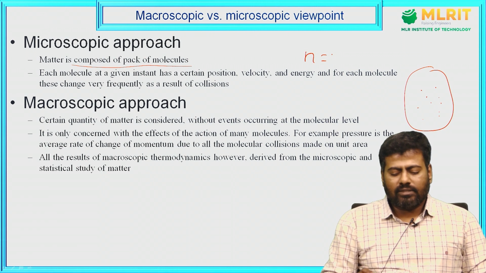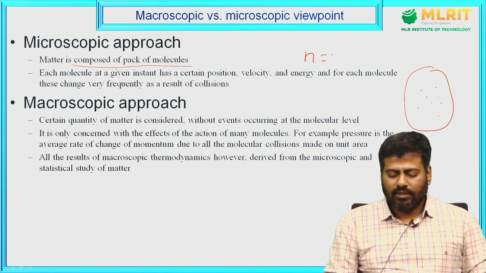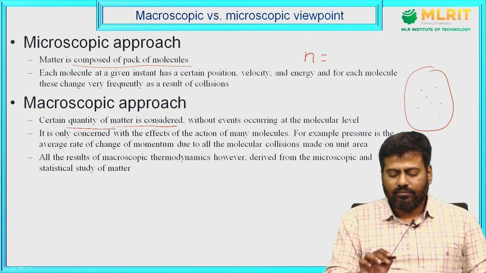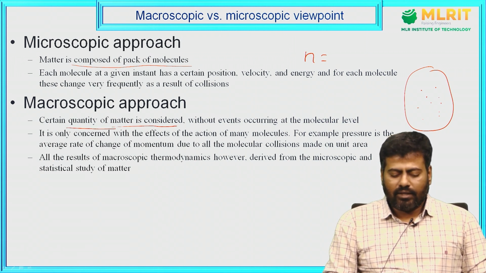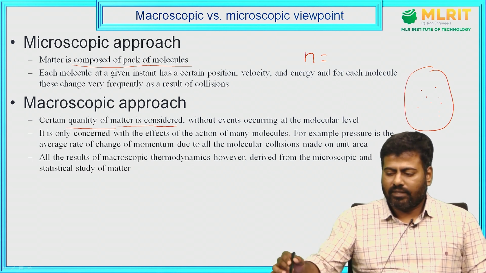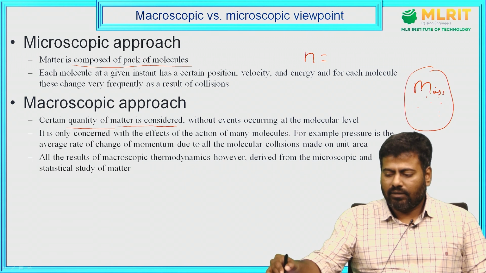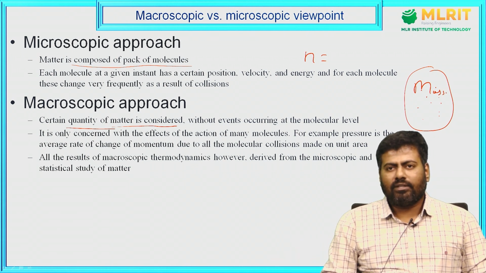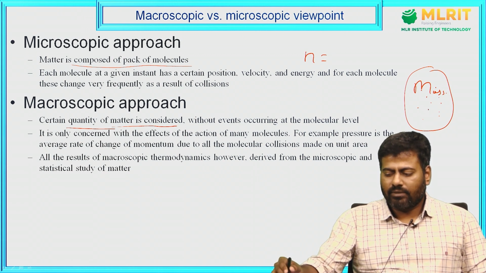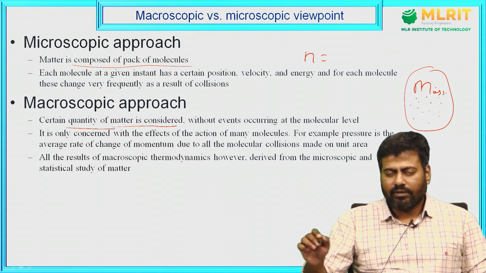But in the macroscopic approach, listen here, a certain quantity of matter is considered. We are not working at the molecular level, only with a certain quantity of matter, for example a mass m1. That is what I consider for the macroscopic approach. With respect to the microscopic approach, the individual gas molecules have different properties.